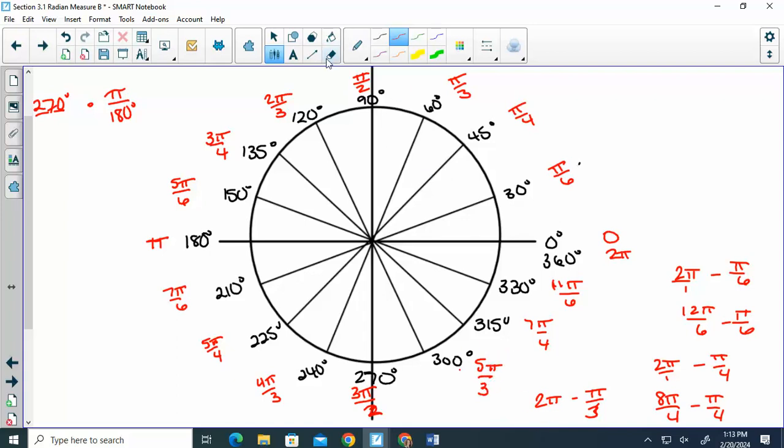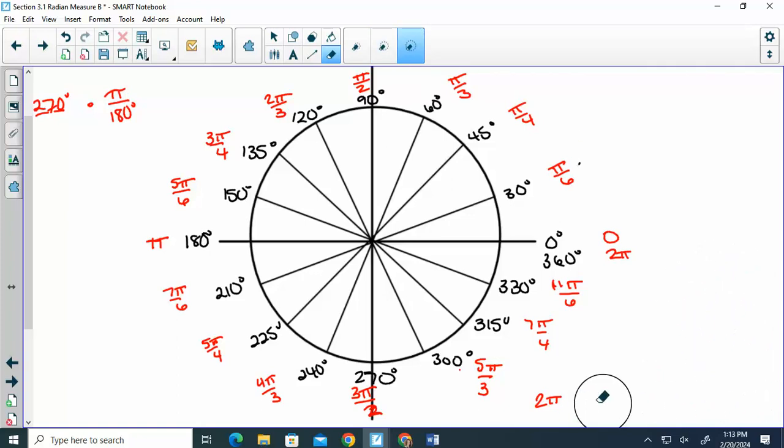I'm really struggling with these conversions to start with. 3 times 2 is 6, minus 1 is 5. 4 times 2 equals 8, minus 1 equals 7. 6 times 2 is 12, minus 1. Yeah.